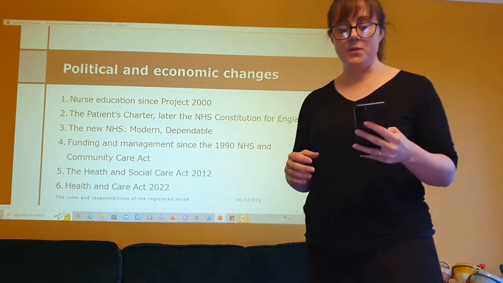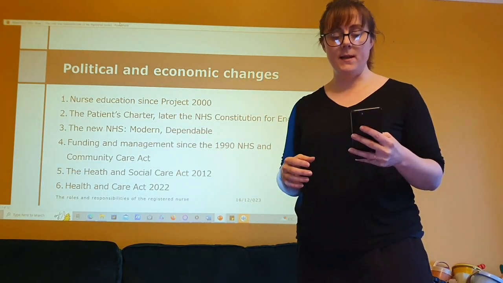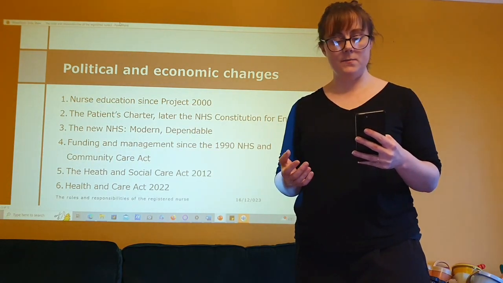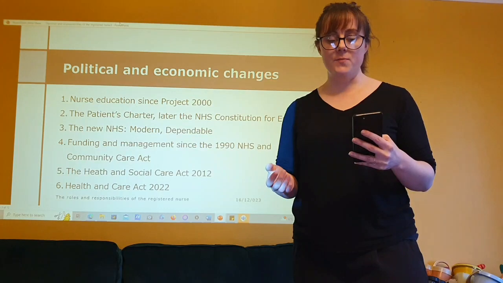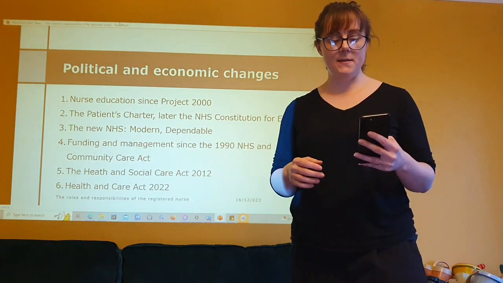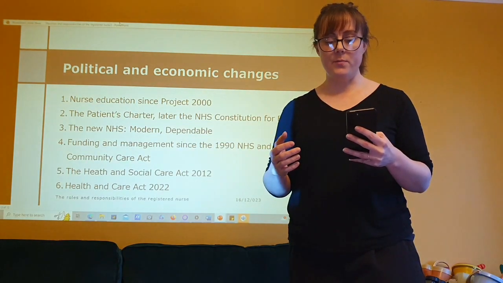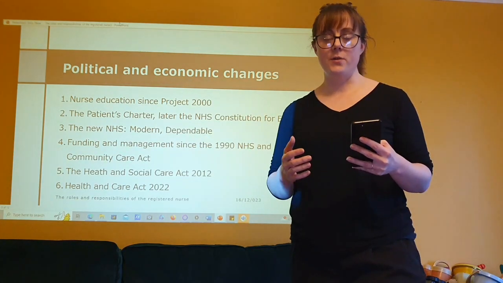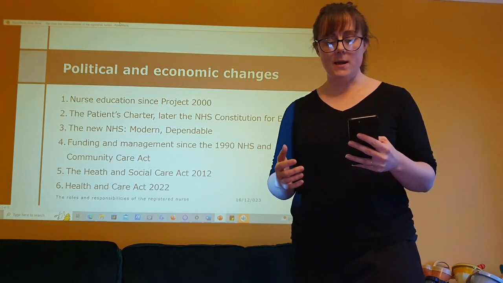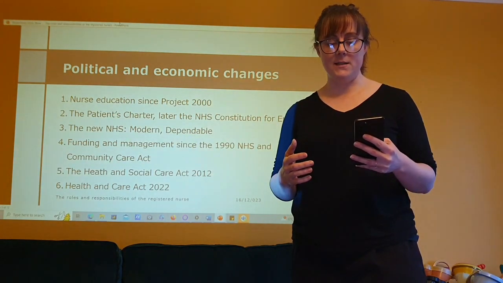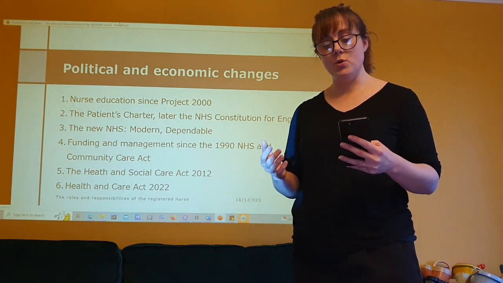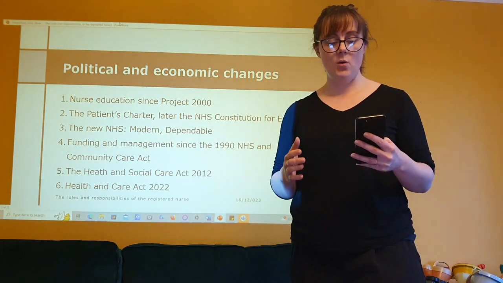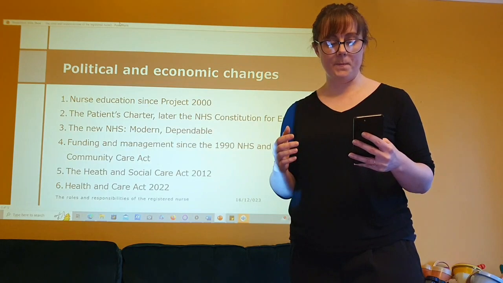The new NHS Modern Dependable White Paper, introduced by Tony Blair, promised to modernise the NHS and deliver high-quality care for all who need it. It introduced primary care groups, which act as the front door to the NHS. Local health improvement programmes to ensure consistency, coordination and working together to improve health. Also NICE, the National Institute for Health and Care Excellence, which is a team of experts whose core purpose is to help practitioners and commissioners get the best care to patients fast while ensuring value for the taxpayer.